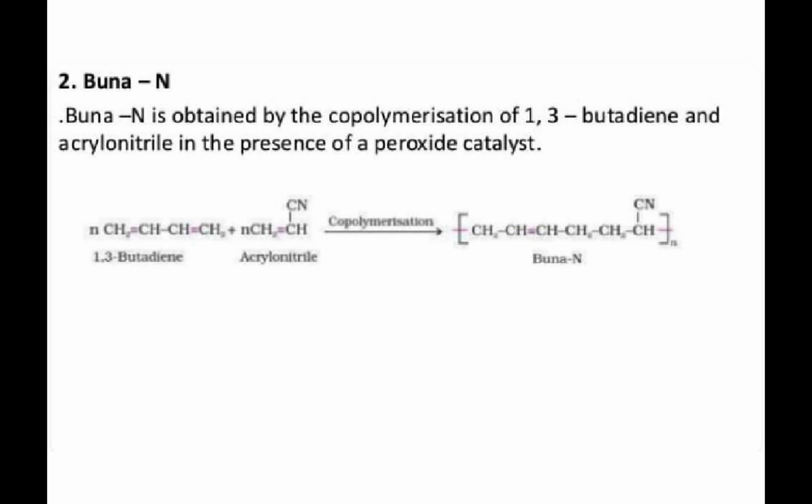So what is Buna N? Already you have studied about Buna, and Buna N is got by the polymerization of 1,3-butadiene and acrylonitrile in the presence of a peroxide catalyst. So the reaction is 1,3-butadiene NCH2 CH double bond CH2 plus N times CH2 CH CN. Copolymerization reaction takes place, and the product you get is CH2 CH double bond CH CH2 CH2 CH CN N times, which is known as Buna N.